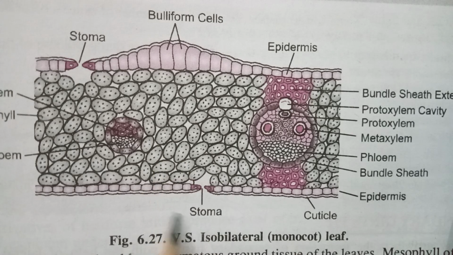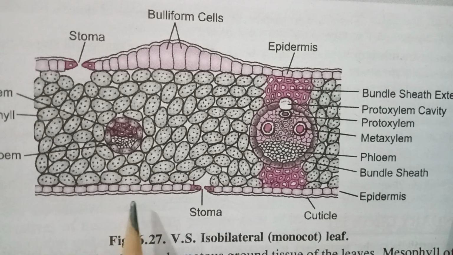Now, stomata occur on both the surfaces. That's why this is also known as amphistomatic. Some stomata may be dumbbell shaped also, as in the case of Poaceae and Cyperaceae. We know that those stomata are dumbbell shaped, not like the others.